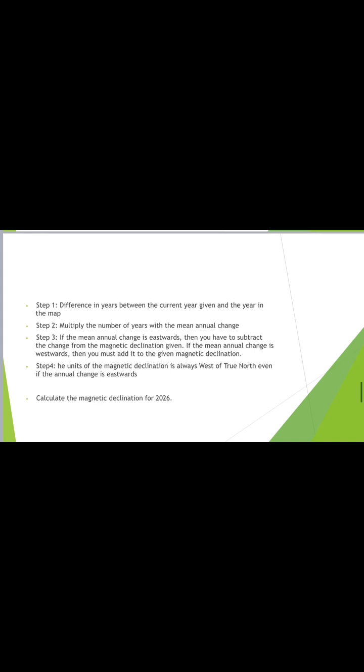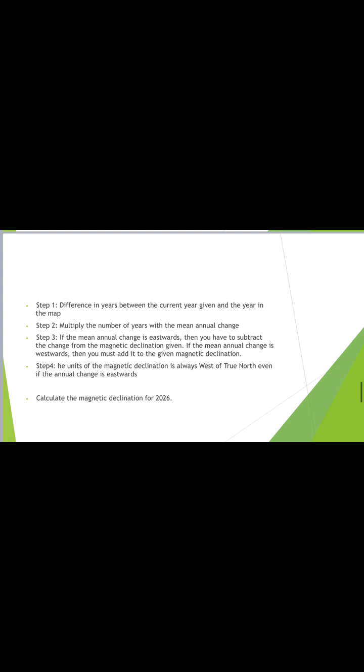When calculating magnetic declination, we only use 4 steps. Step 1, we will calculate the difference in years between the current year we are given in our instruction or in our paper and the year in the map which the magnetic declination was taken. Then step 2, we will multiply the number of years with the mean annual change that we are given in the map. Step 3, if the mean annual change is eastwards, then you have to subtract the change from the magnetic declination given. If the mean annual change is westwards, then you must add it to the given magnetic declination.